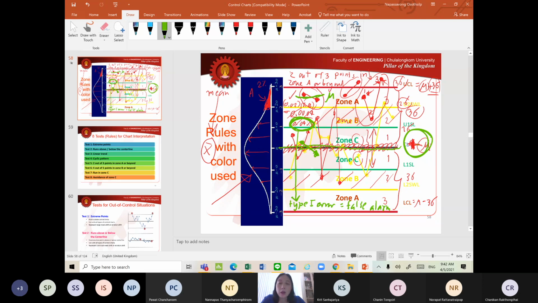That means it's also possible that the mean doesn't shift up, it's still at the center line, but you detect this pattern, and then this alarms you that the mean shifted up. And if you believe that the mean shifted up, that means you make a wrong conclusion. You believe that the mean shifted up, but actually the mean stays the same. The mean doesn't shift up. That means you make a wrong conclusion, or you make a type 1 error, and this error is called a false alarm.